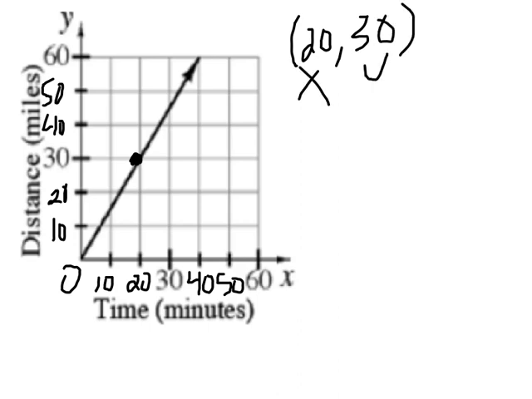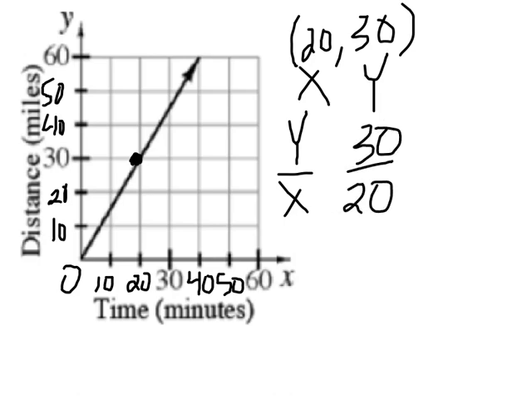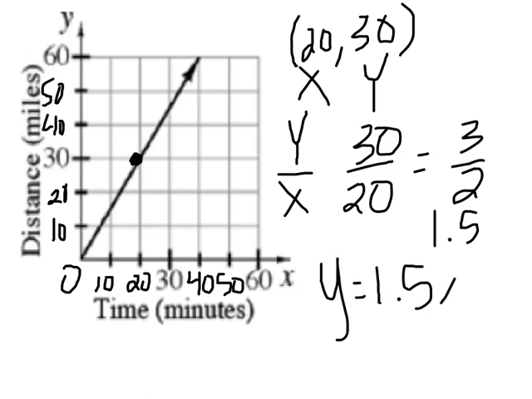Now, if I divide y over x, this is part A on your notes. Y divided by x, that is 30 divided by 20, which is the same as 3 over 2, or if you want to turn it into a decimal, 1.5. So my equation that models this graph is y equals 1.5x.